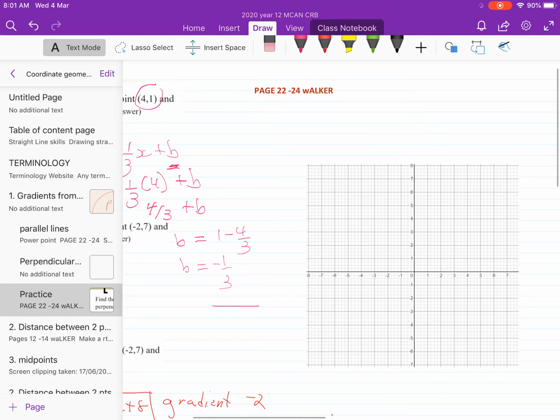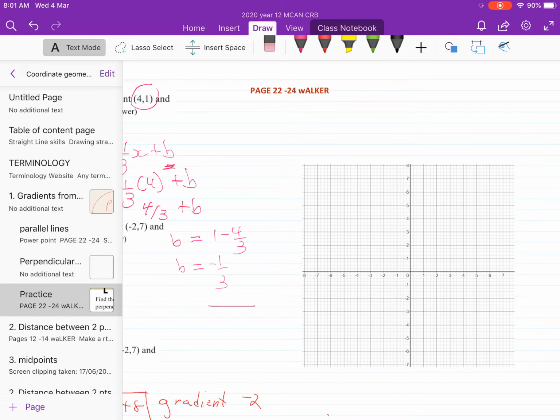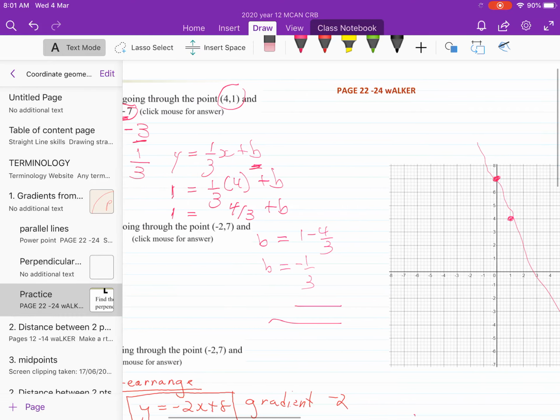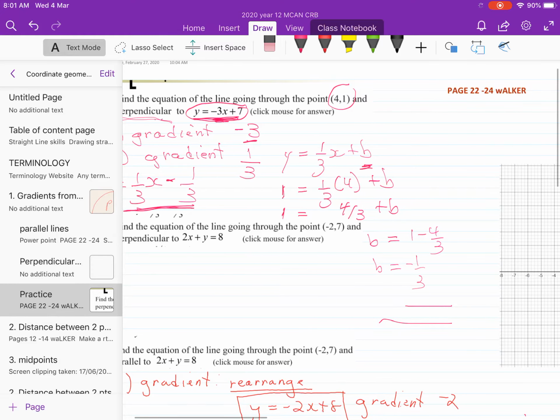So negative 3x plus 7, go to 7, and go down 1, 2, 3, and over 1. And I'll just roughly draw, that's probably not going to be the best line in the world, but there it is. And then if I drew the other equation, which is 1/3 x minus a third.